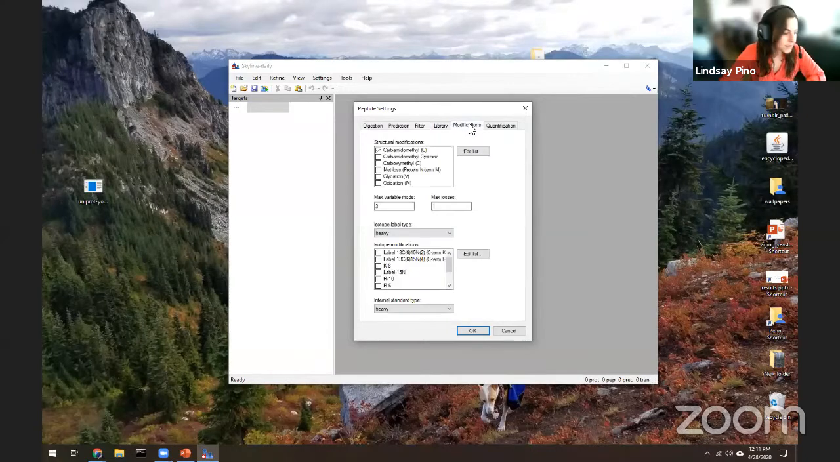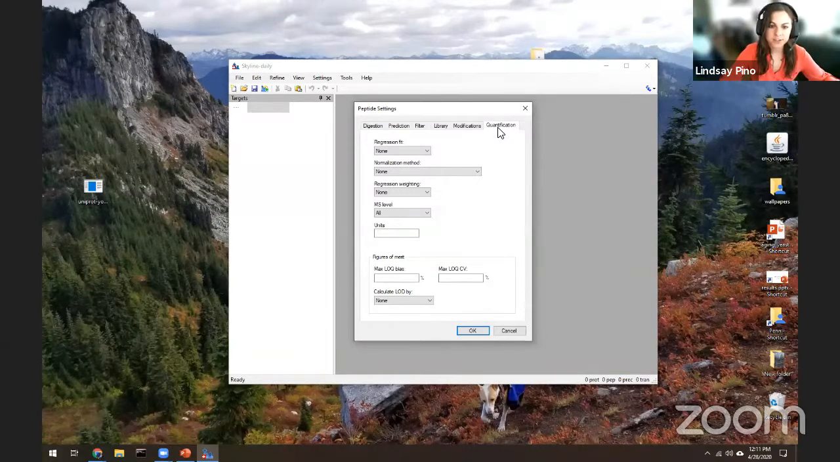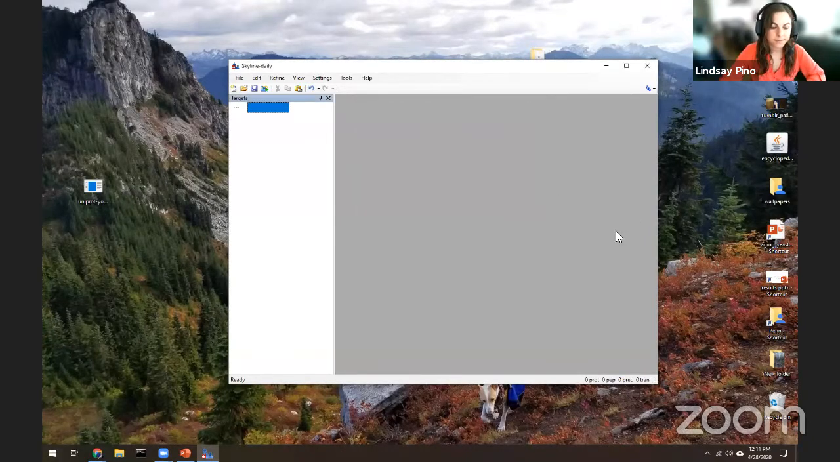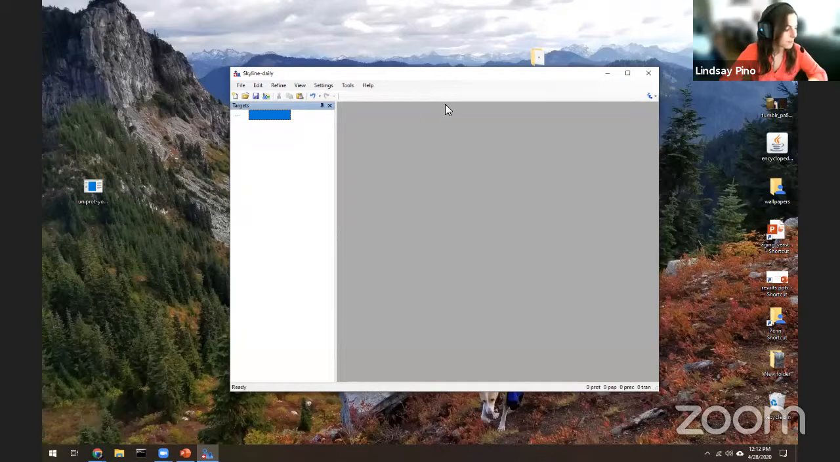For modifications, I'll keep this as the standard I was given, carbamidomethyl, for cysteines. It's a common modification that happens when we're working up samples for mass spectrometry proteomics. I'll say 1 variable modification, and the quantification tab we're not going to worry about for now. So that was some of the different peptide settings, and those were very generic settings. For a specific experimental design, you might need to play around with those.